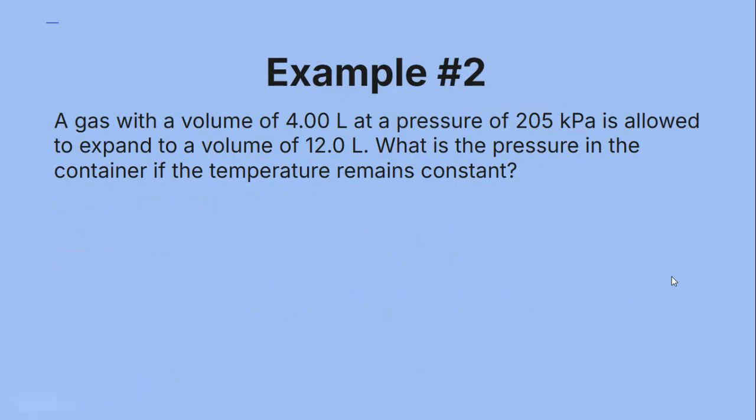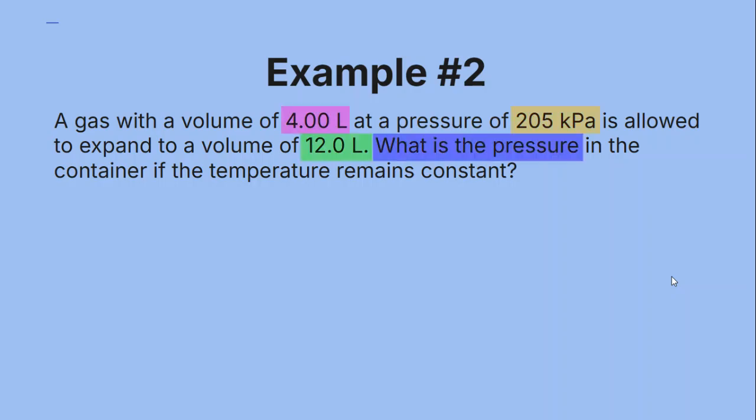For our second example problem, we have a gas with a volume of 4 liters at a pressure of 205 kilopascals that is allowed to expand to a volume of 12 liters. What is the pressure in the container if the temperature remains constant? And since we have a container, when we're working with a gas, it's usually a closed container, we can also assume that the moles of gas is also staying the same.